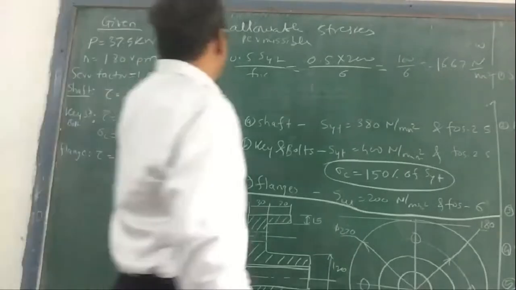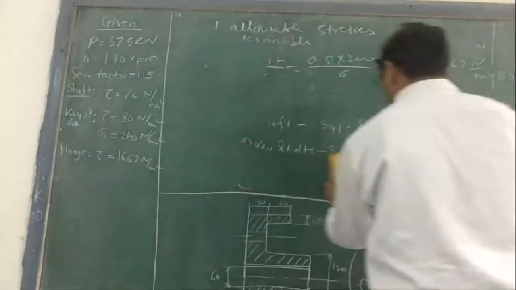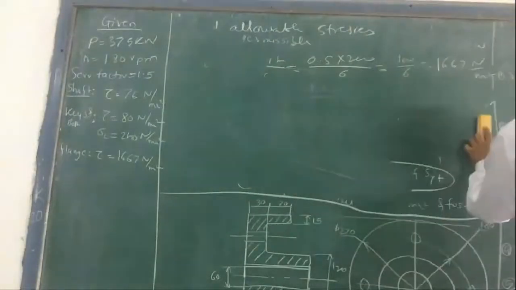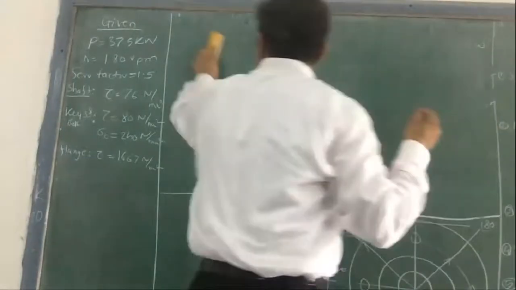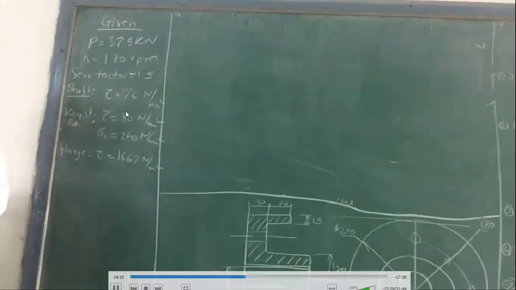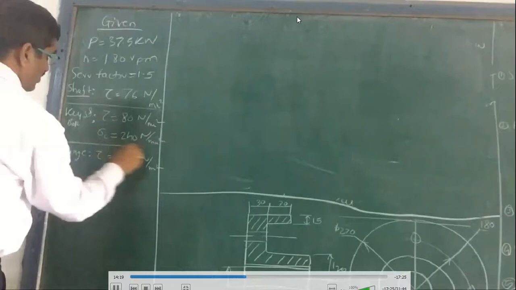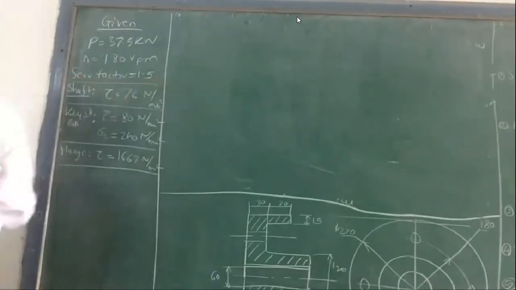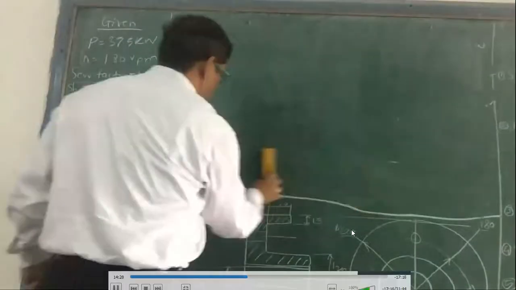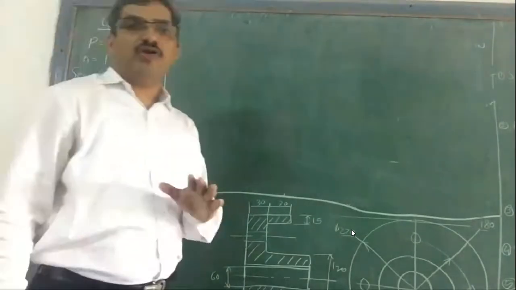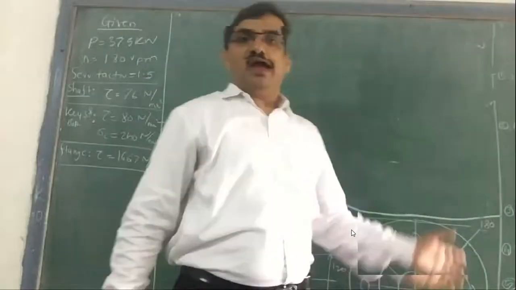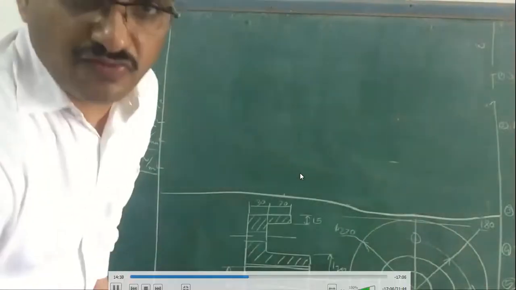So, from the given materials, generally sometimes you have been given the same material, but if different materials are given, you have to calculate it separately. So now we have calculated allowable stress for the shaft, for the key and bolts, and for the flange. Now, the first thing we will be doing is finding out the diameter of the shaft. Once we know the diameter of the shaft, we can calculate other dimensions and we can see whether this thing is failing or not.